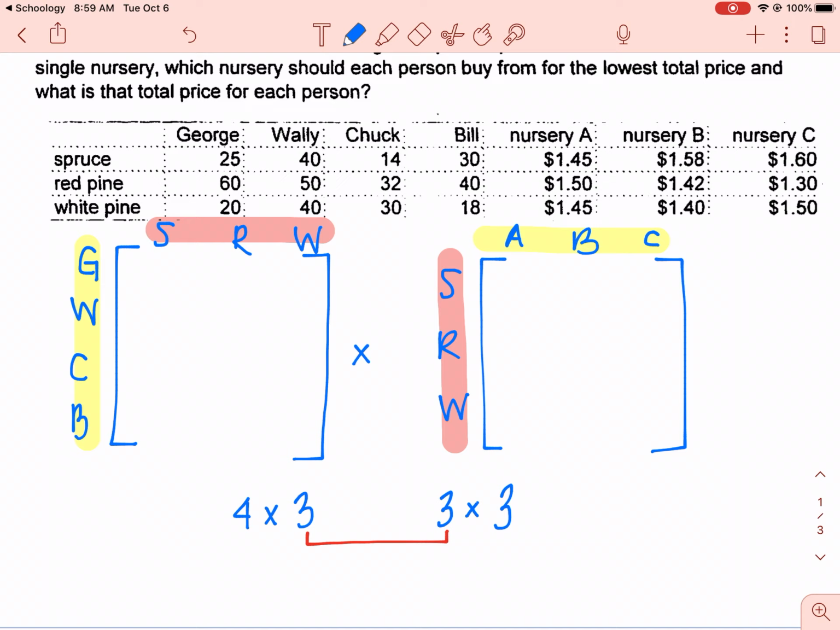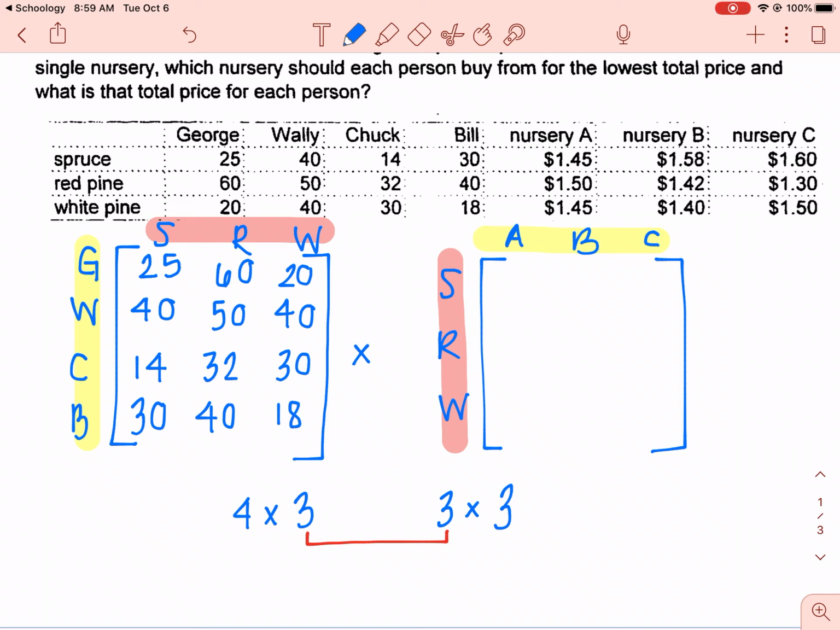This is one way. So if I fill this in, George with spruce is 25. Wally with spruce is 40. Chuck with spruce is 14. 30. Let's keep going. I'm taking this right from the table above. This is my first matrix. I can type it into my calculator.